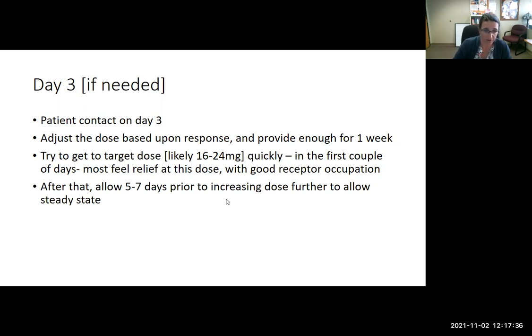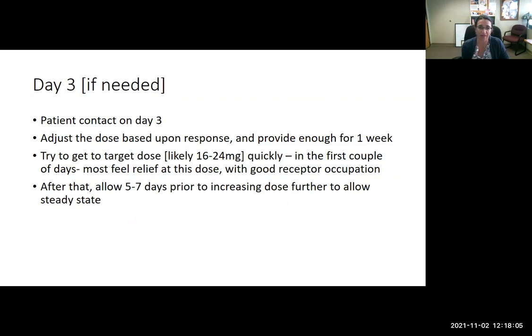And then on day 3, if needed, if they're still feeling a little unstable. And sometimes those first few days, certainly when the brain is adjusting, it can feel unstable, and the withdrawal, if anywhere precipitated, it may take a little while for that to go away. You're going to be adjusting their doses, provide enough medication for the first week. And then, of course, depending on what your clinic setup is, if you're able to see them sooner or have walk-in capability to see them sooner. But 1 week is usually a good target.